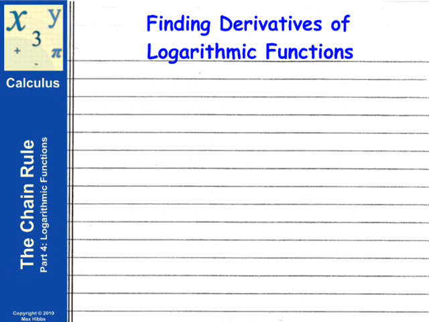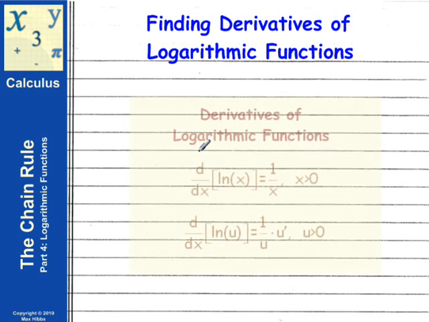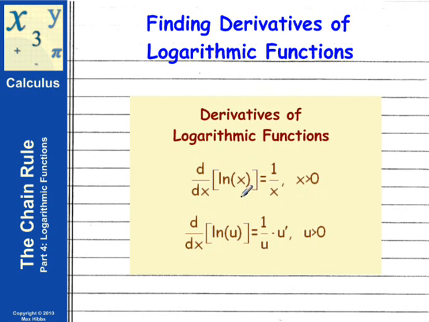This discussion is about finding the derivatives of logarithmic functions. We'll accept for now, and we'll see how to derive this a little later, that the derivative of the natural log of x is simply 1 over x. And of course we know that x has to be greater than 0 for this to make sense.